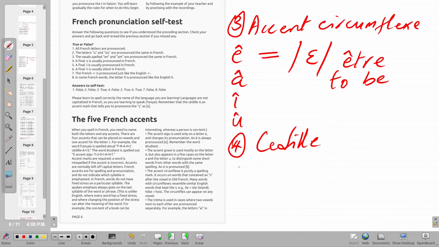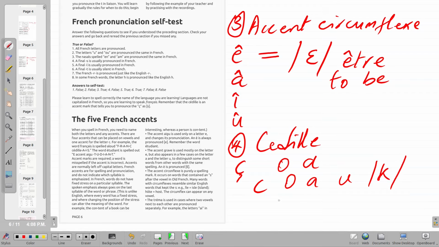Cédille is placed below the letter C. What it does is soften the C in front of letters like O and A. What you notice is that even in English it happens. When the letter C comes in front of O, A, or U, that C is pronounced as K.